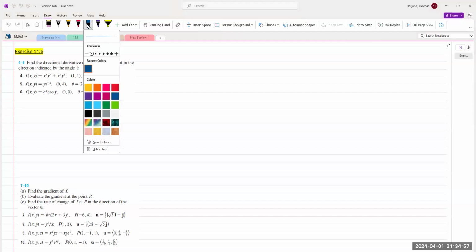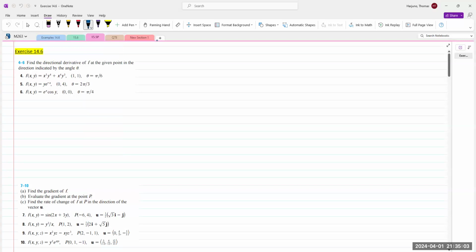Hello, let's start working on this exercise 14.6. We start with number 4. Find the directional derivative of function f at the given point at the angle theta.